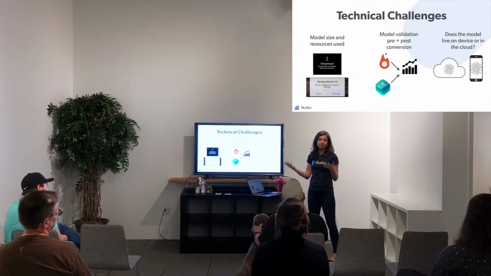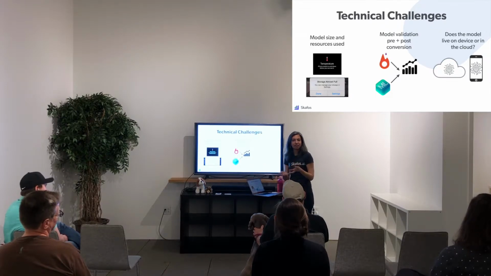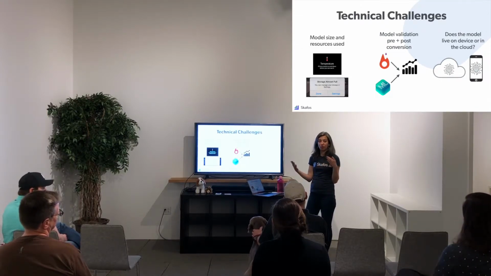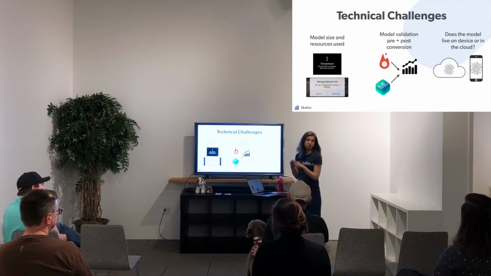And for some things, it doesn't matter, right? If I'm 99% certain you're a dog versus 99.9% certain, that level of accuracy is fine. But if I suddenly go from 99% to 95% for something where you really need a high level of accuracy, that can matter. So this pre and post conversion process can be a big challenge.